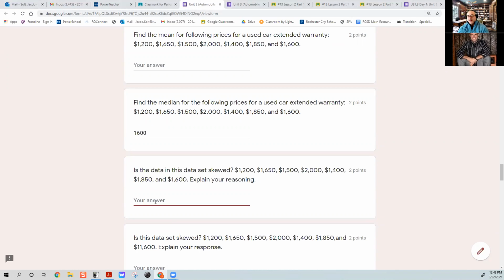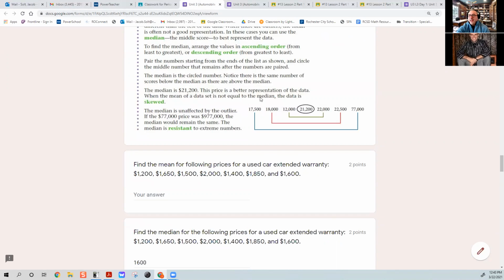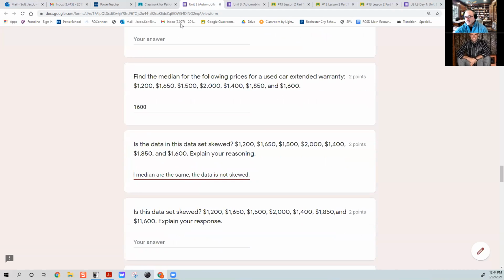So here's how you can answer this. As we talked about up here, if the mean and the median are the same, the data is not skewed. But when the mean of the data set is not equal to the median, the data is skewed. So we would say, since the mean and median are the same, the data is not skewed.